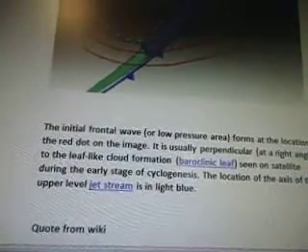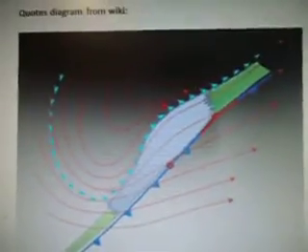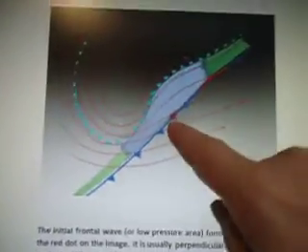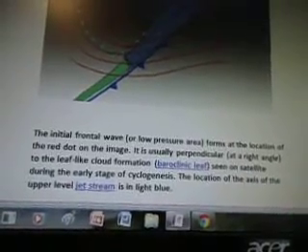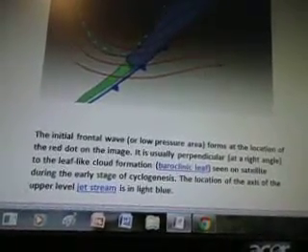Keyword cyclogenesis, quotes diagram from Wiki. Here's a picture of the technology that you have. The initial frontal wave or low pressure area forms at the location of the red dot on the image. Okay, right there. It is usually perpendicular at a right angle to the leaf-like cloud formation, baroclinic, seen on satellite during the early stages of cyclogenesis. The location of the axis of the upper level jet stream is in the light blue.